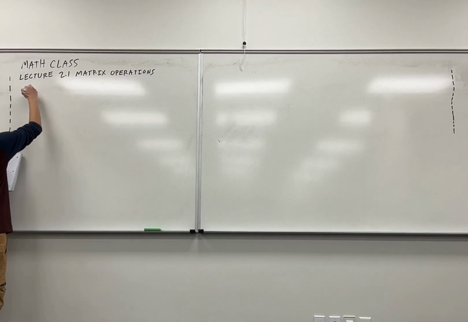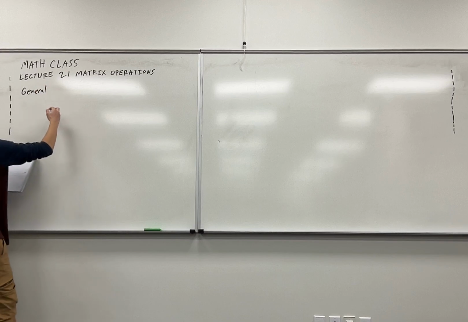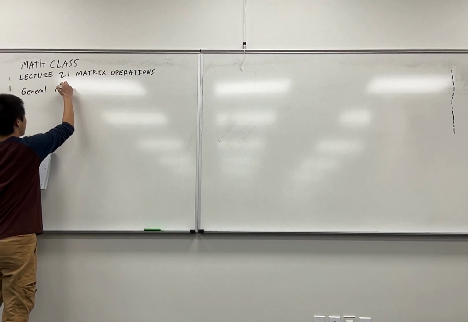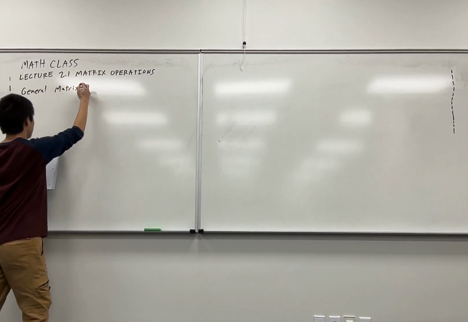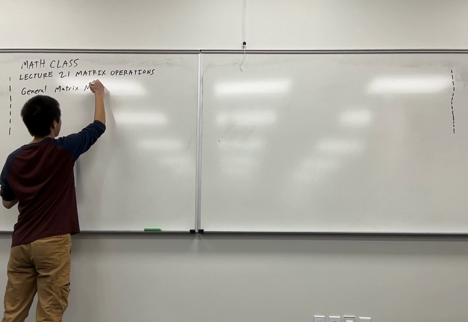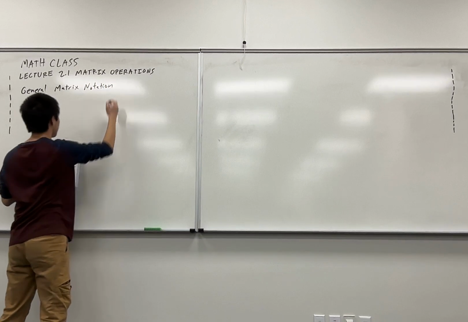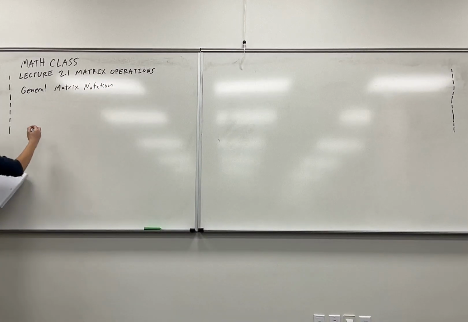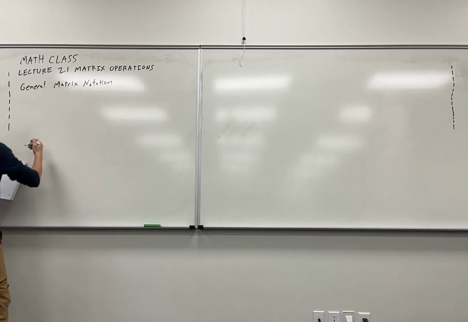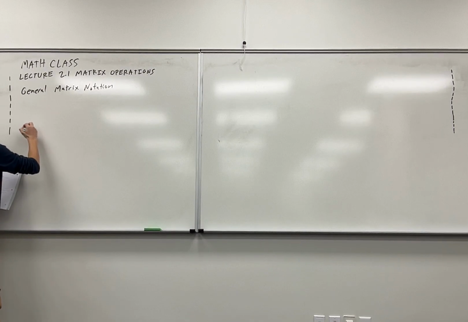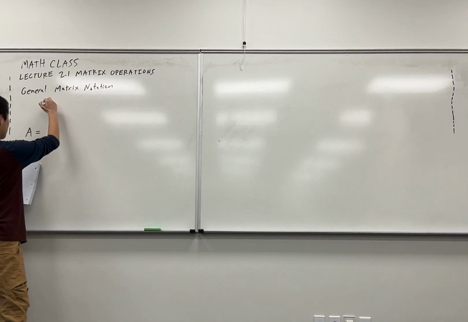I need to introduce this earlier rather than later, so that we are all on the same page. So this is general matrix notation. And this is going to be a way that we can standardize what we mean by a general m by n matrix with an actual notation.